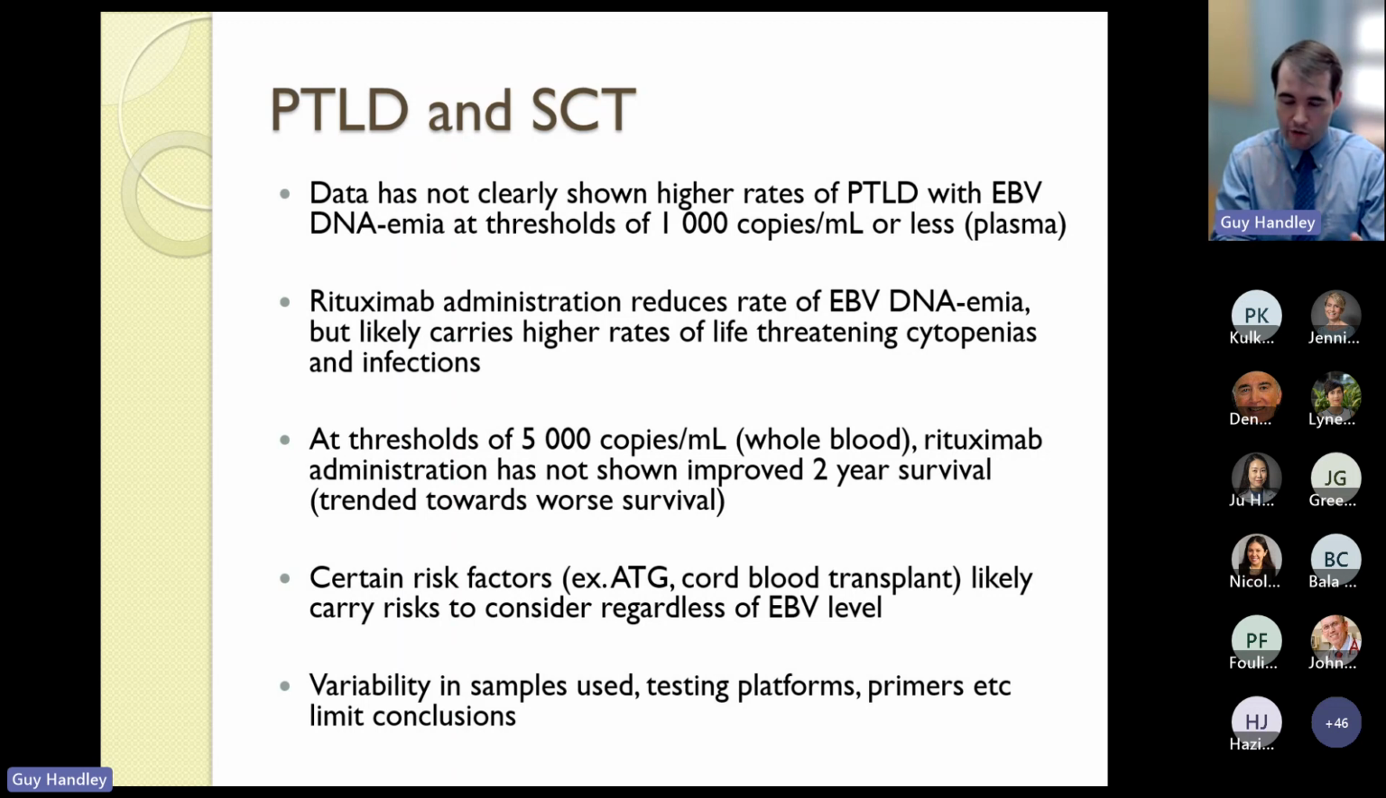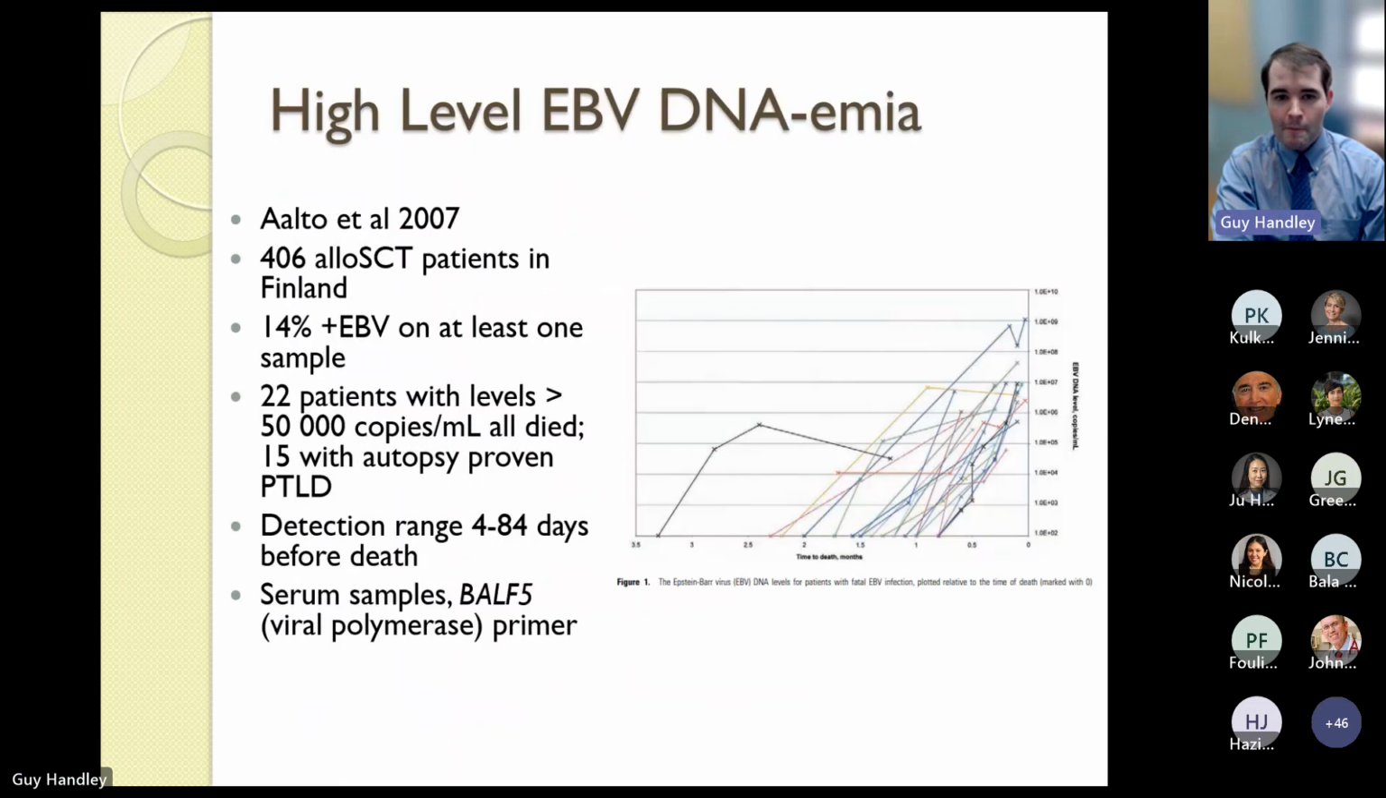For the aggregate of solid organ and stem cell, they found a benefit. Certain risk factors, T-cell depletion and cord blood transplant, carry risk regardless of the EBV level. And we have so much variability in these testing platforms, we need a lot of research to standardize that. But I will leave you with this.